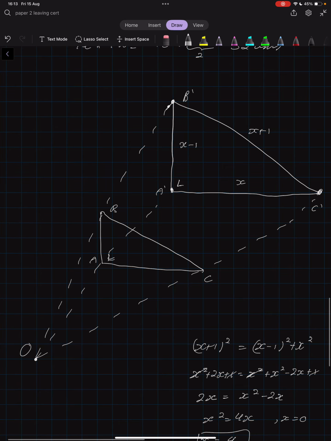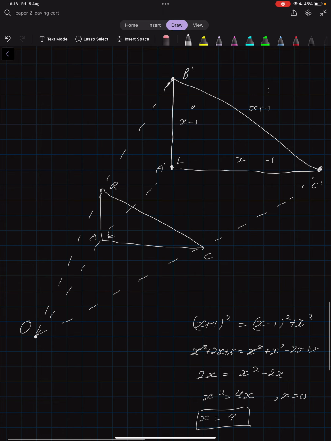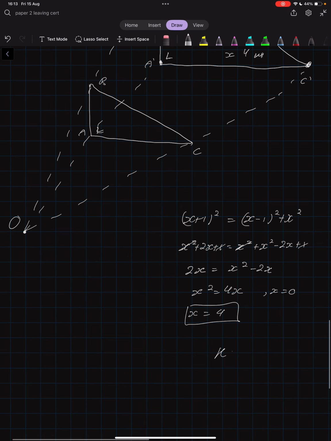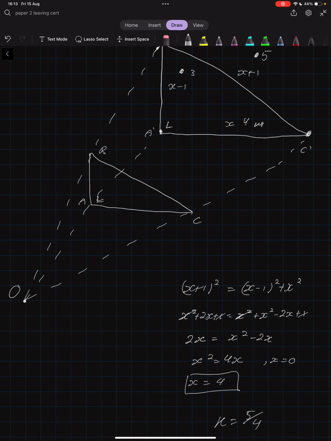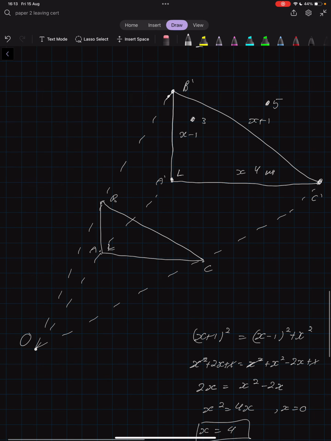Because if it was 0, then you're saying that it's 1, 0, and minus 1. Okay? And that's obviously not true. So it's 4, 3, and 5. And then it says the scale factor is 5/4. So k equals 5/4. Find the lengths of B. So find the lengths of the original triangle. Okay.